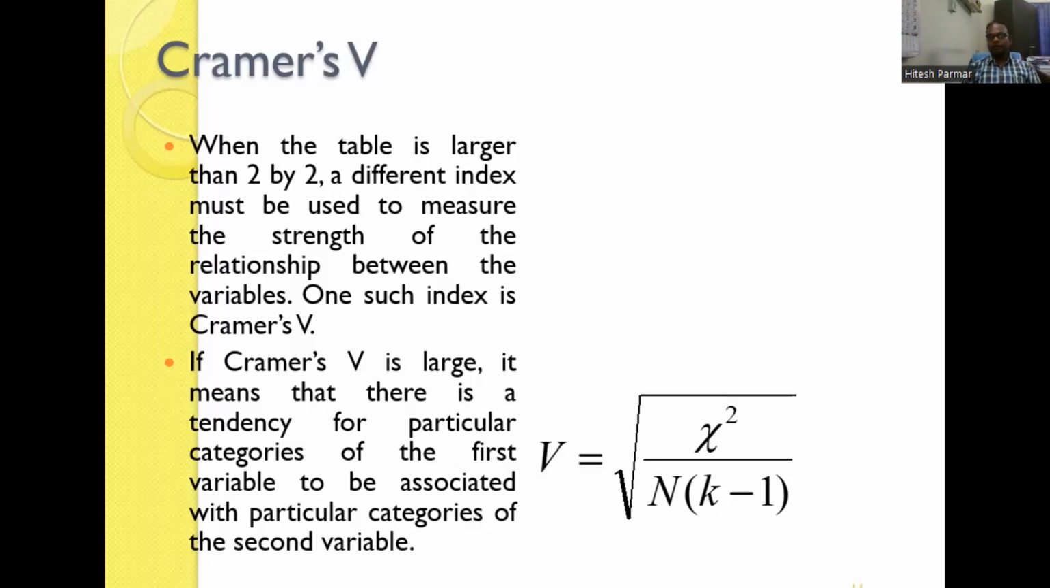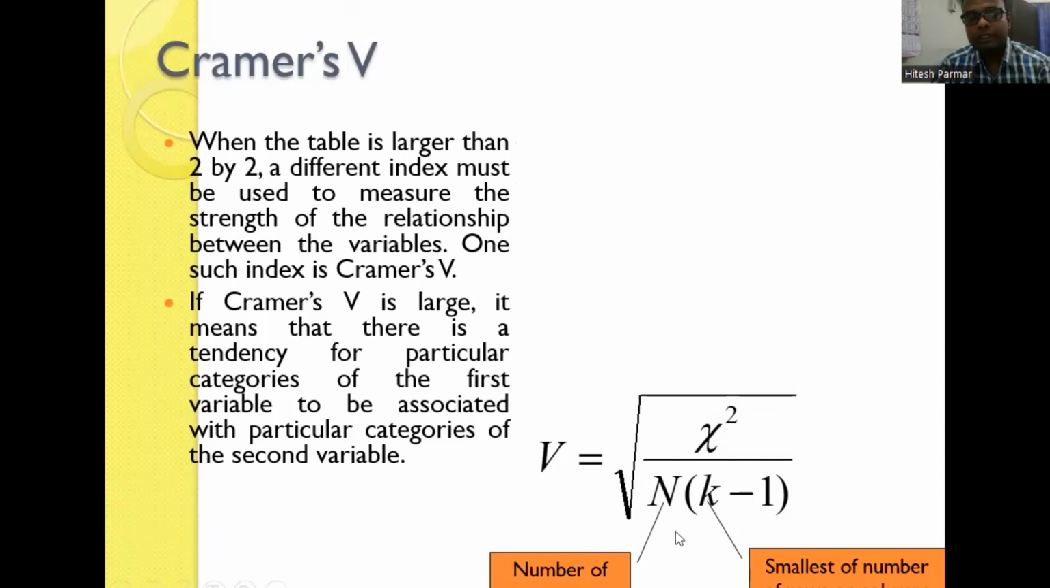If the values are nearer to 1, we can say that there is a very strong association between two variables. If the values are nearer to 0.5, we can say that the association is moderate. If the values are nearer to 0.30 or 0.25, we can say that the association is weak. And nearer to 0, we can say that there is no association. So strength of association will be studied with phi and Cramer's V.